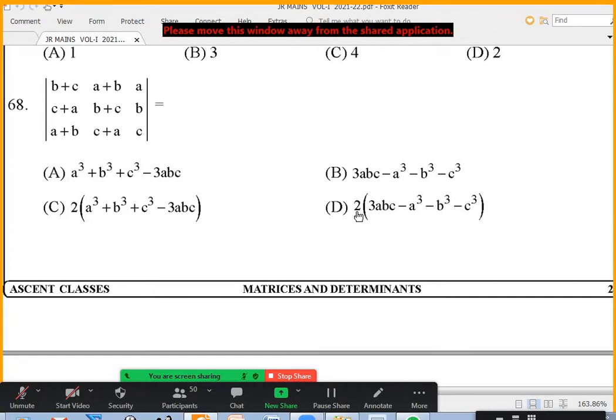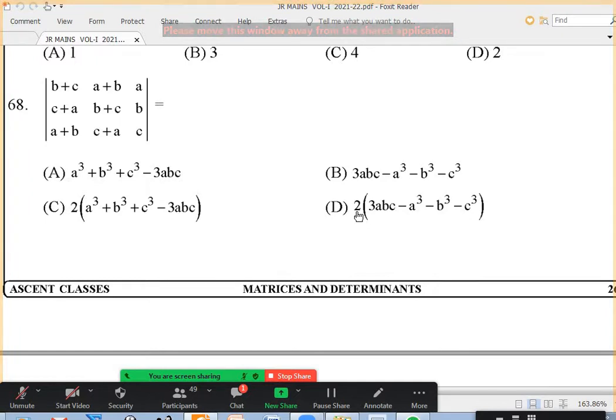Everywhere it comes common. And then the rest of it, expand, you will get a square plus b square plus c square minus ab minus bc minus ca. And we have a formula that a cube plus b cube plus c cube minus 3abc is a plus b plus c into a square plus b square plus c square minus ab minus bc minus ca.